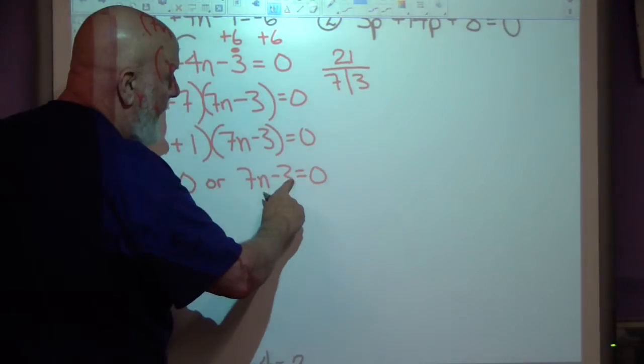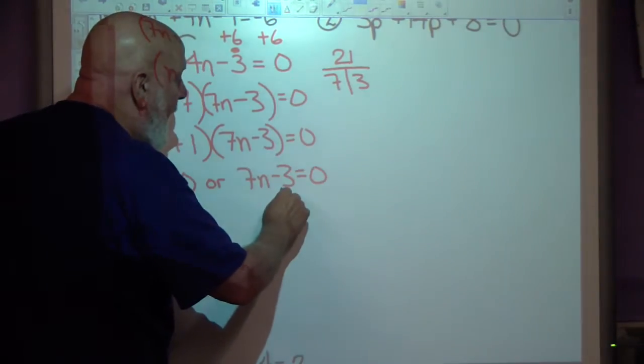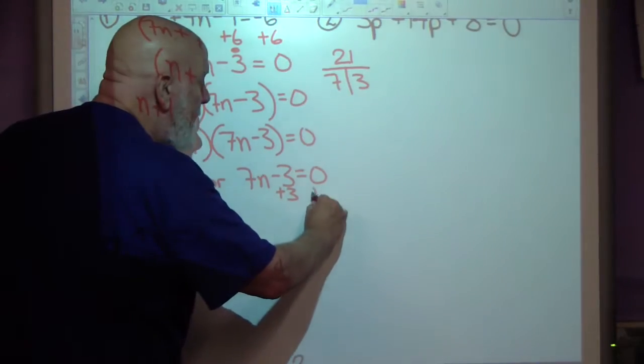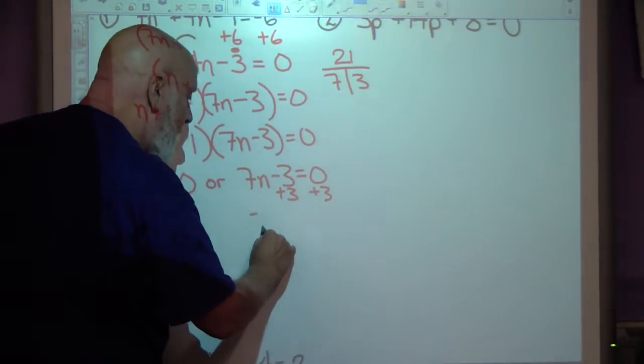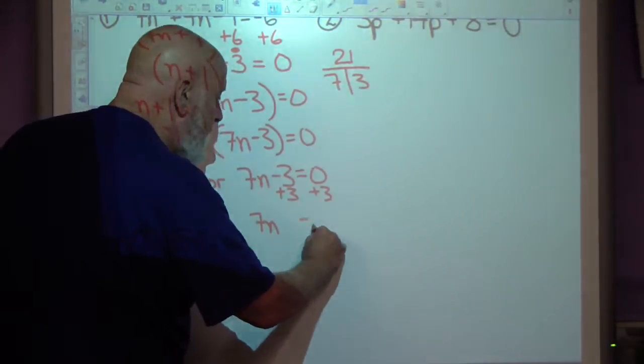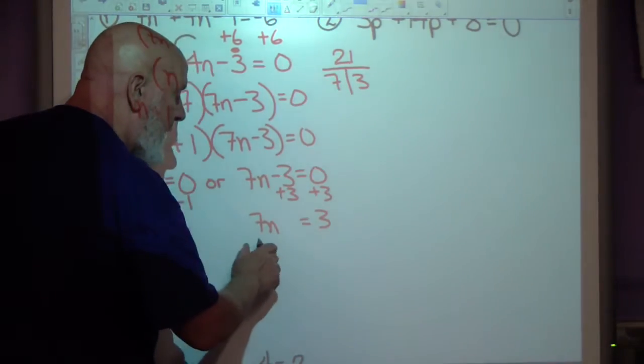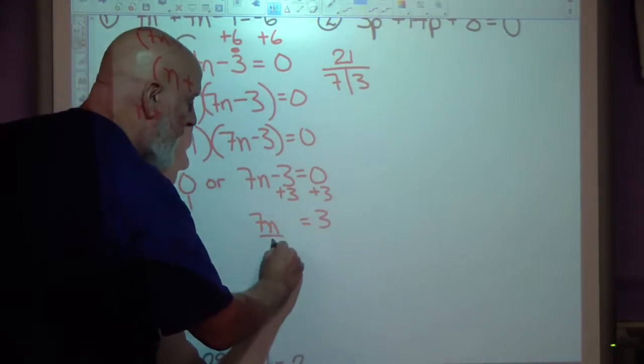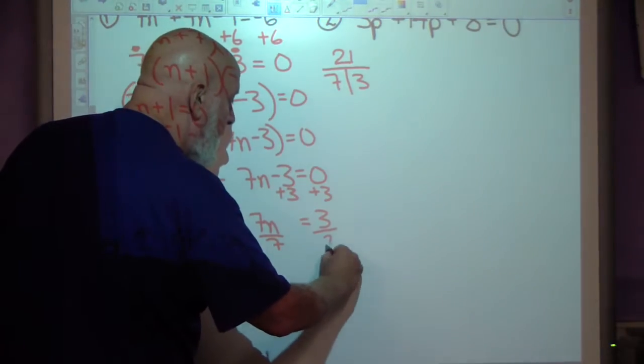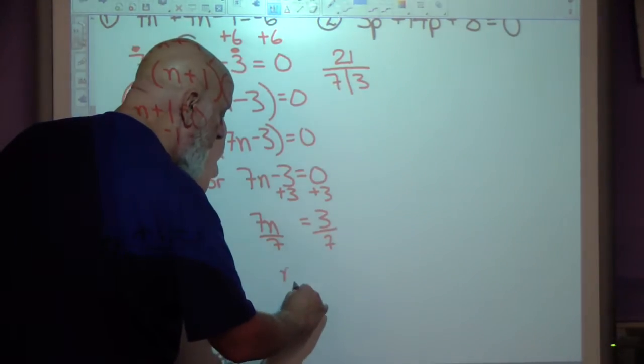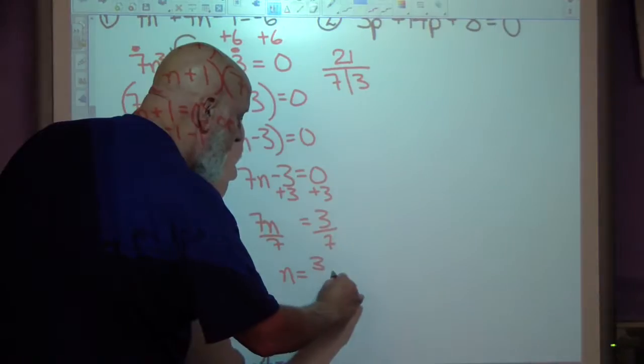Some people will call them 2 steps, but I include adding 3 to both sides as a step. Rewriting the equation is a step, so that's step 2. Dividing both sides by whatever the coefficient is, in this case 7. And then rewriting the equation: N is equal to 3/7.